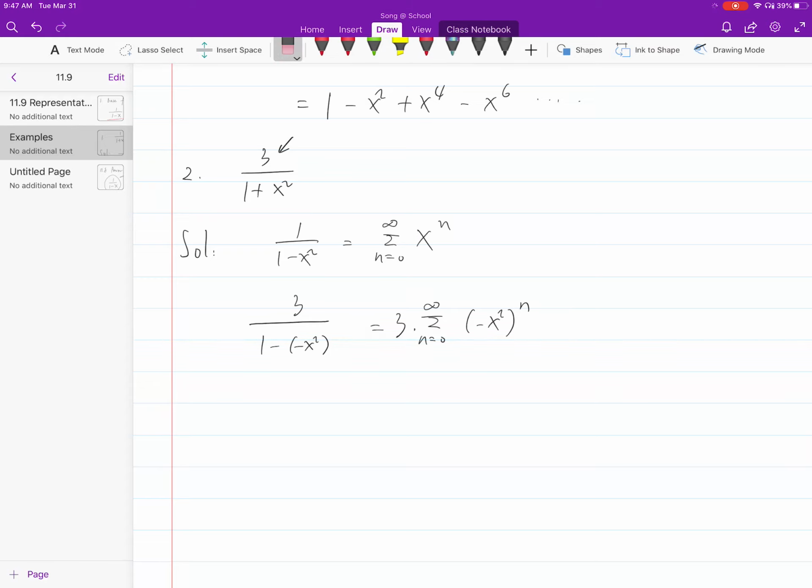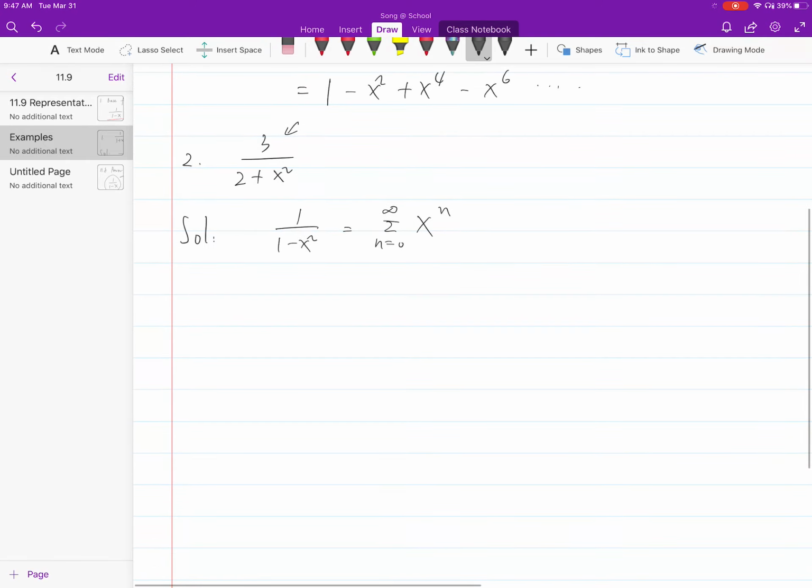Okay, now let's do something even more tricky. Which keep this one to be 3, and it's already good. But now I want to change this one to be 2. Okay, we still do the same trick. Now we know the 3 on the top, we just multiply by 3 later. It's not difficult. But what about this one on the bottom?